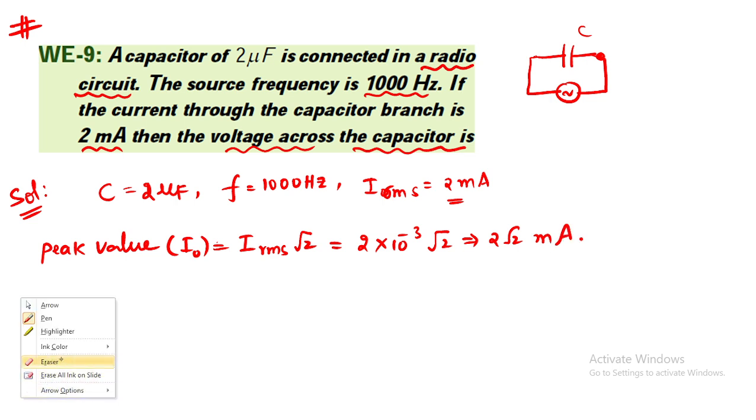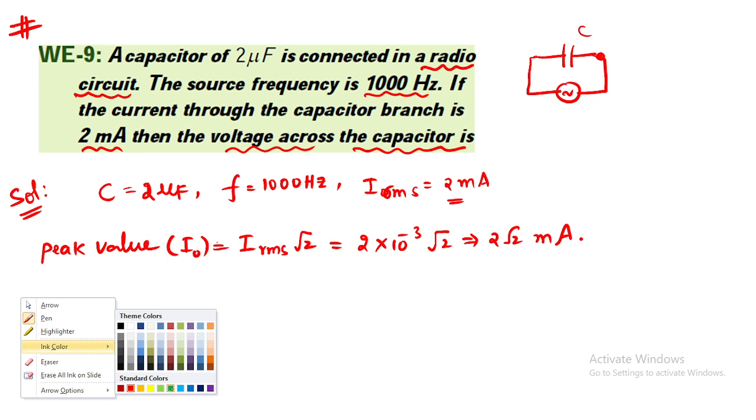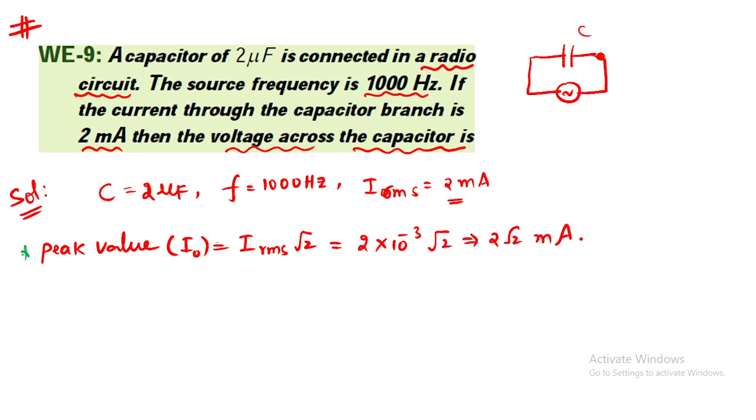Then why do I want the peak value now? If there is a use, I can use it, right? We have the frequency value. Frequency is equal to 1000 hertz, which is 1 kilohertz. So can I calculate omega? Omega is equal to 2 pi into frequency, which means 2 pi into 10 power 3 rad per second.